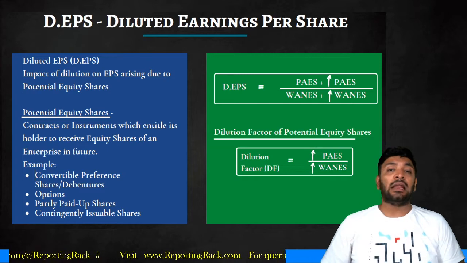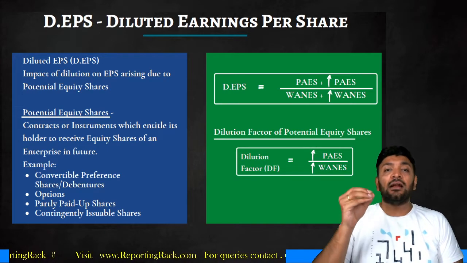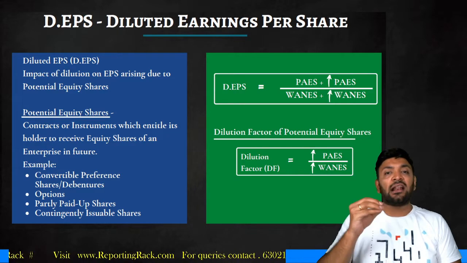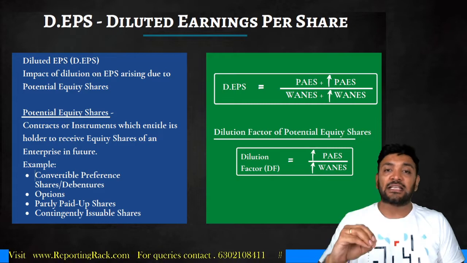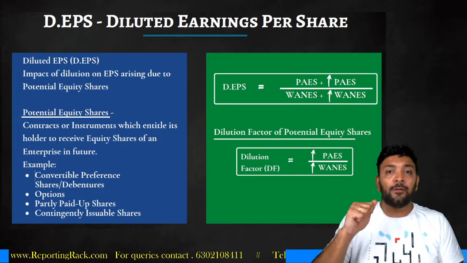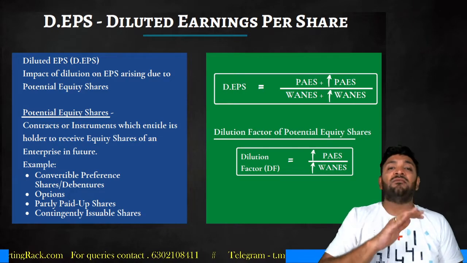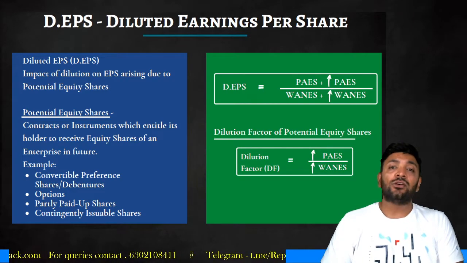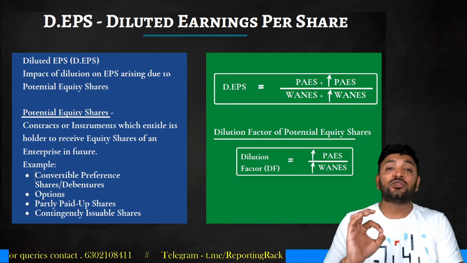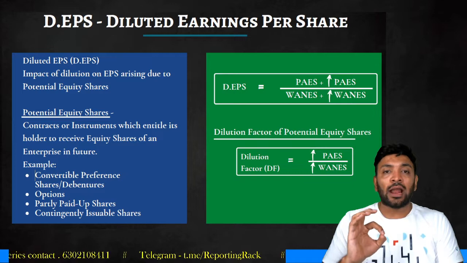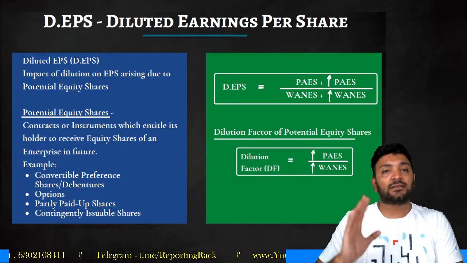denominator in a fraction. Same way, when a potential equity share gets converted into equity share, the weighted average number of equity shares, which is the denominator part in basic EPS, increases. This increase in the denominator normally reduces the value of basic EPS. Therefore, that reduction in the value of basic EPS is called dilution. And this resulting EPS is called diluted EPS.